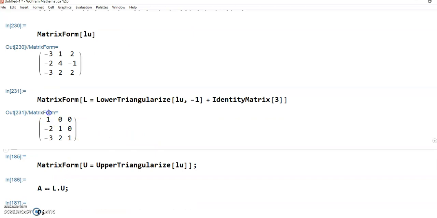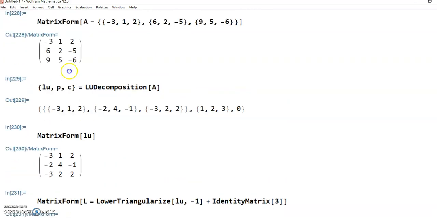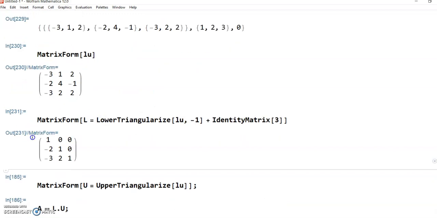Okay, 1, 0, 0. So 1, -2, -3, and then you can see that by the manual method, the lower triangular matrix, the first column elements will be the ones divided by this pivot position. So -3 by -3, it will be 1, and then 6 by -3, it will be -2, and then it will be -3. So 1, -2, -3. So we get the same values over here. Anyway, this will be the lower triangular matrix.